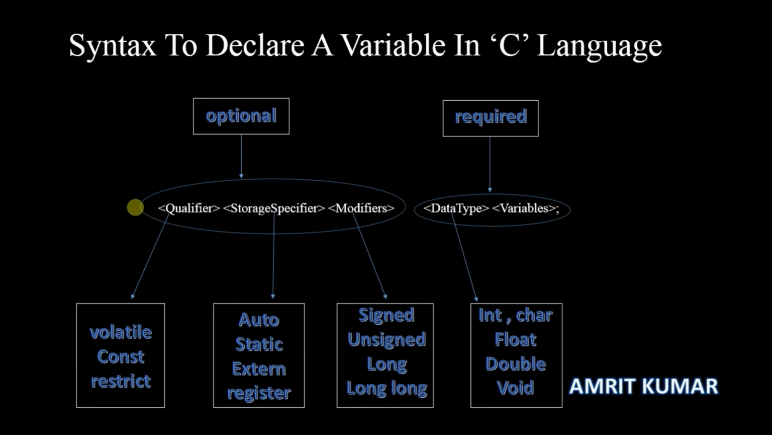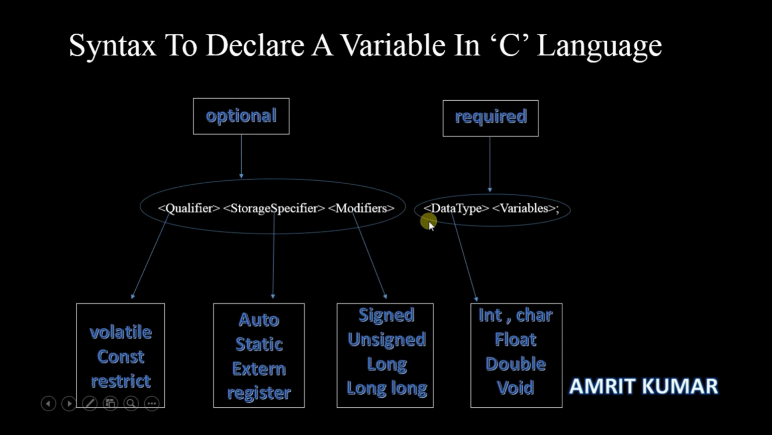Let's look at this. We will learn about the qualifier, storage specifier and modifiers. The qualifier is divided into three sections: volatile, constant and restrict. The storage specifier has been classified into four categories, that is auto, static, extern and register. Modifiers have also been classified into four categories, that is signed, unsigned, short, long, where long means double. Now this is an optional part. Qualifier, storage specifier and modifiers are the optional part.